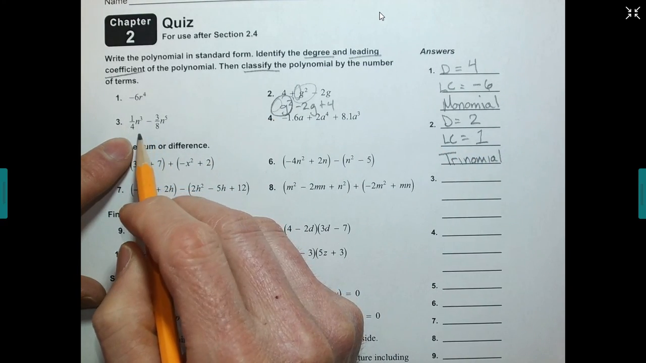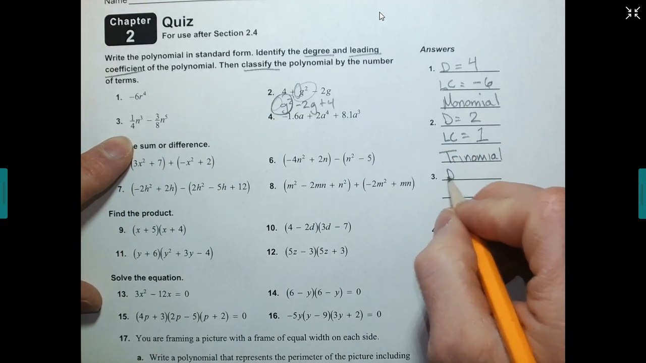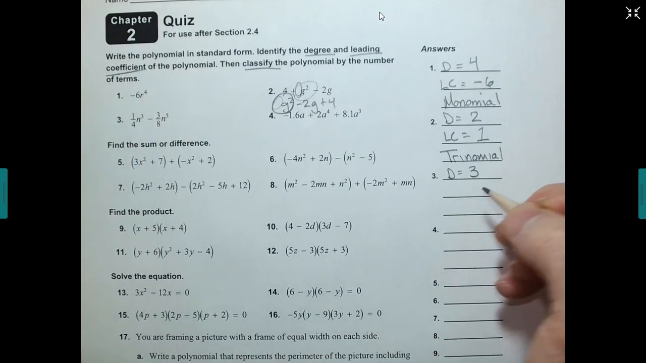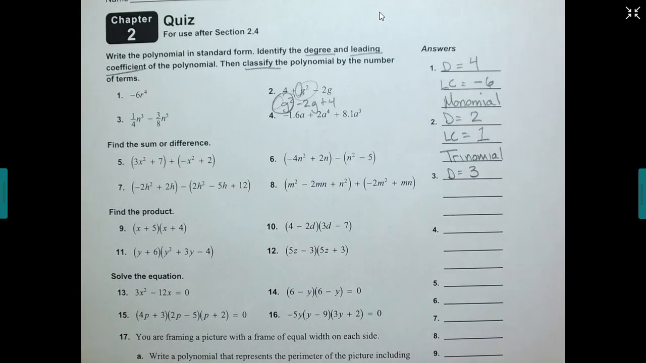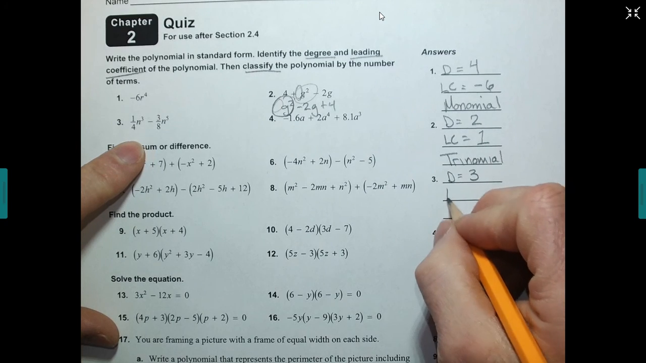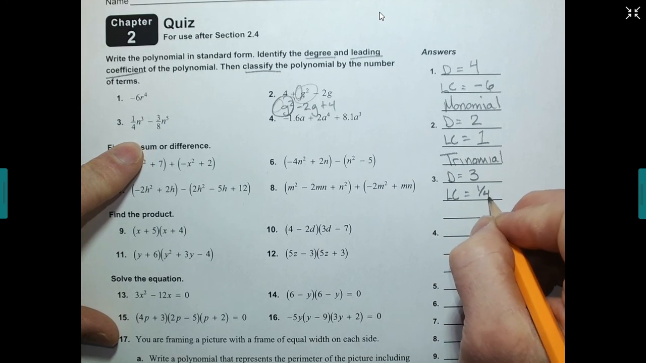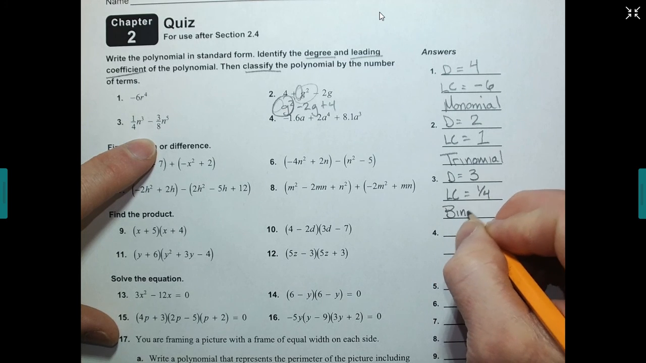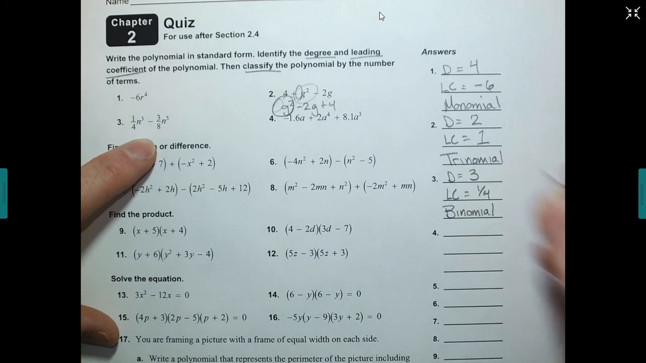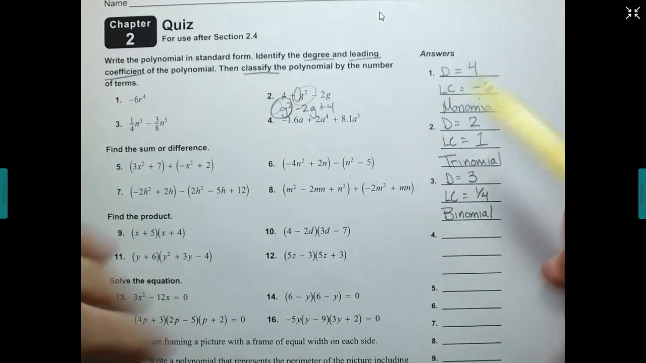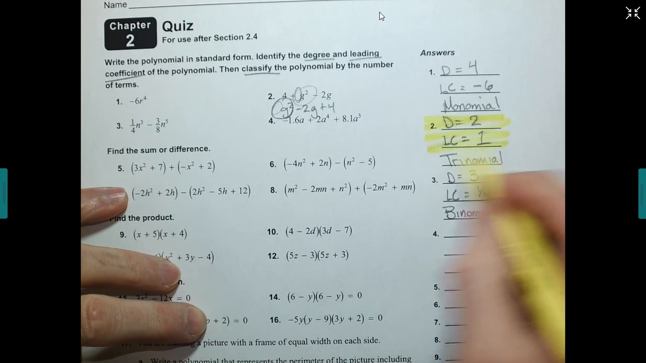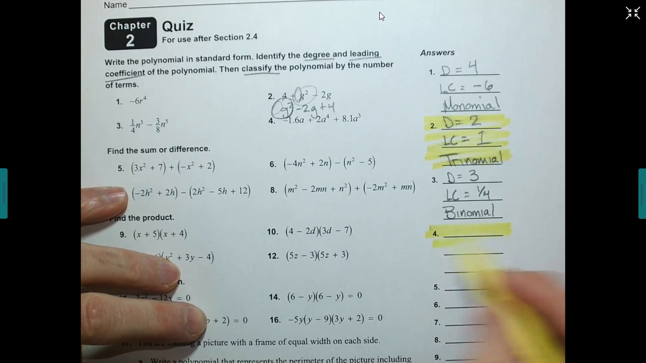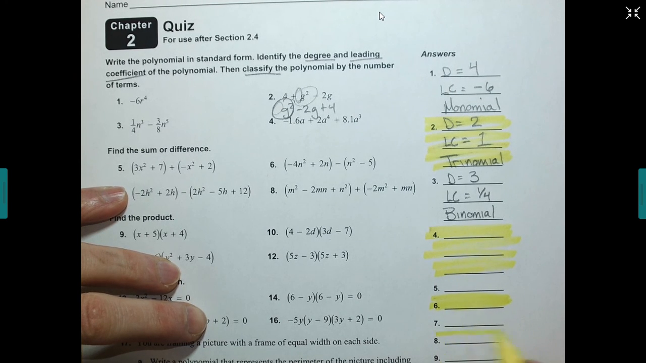All right, I've got a degree of 3. I have got a leading coefficient of 1/4. And I have a binomial. Okay, I'm going to separate these, every other one. I'm going to highlight so that we can see these easier.